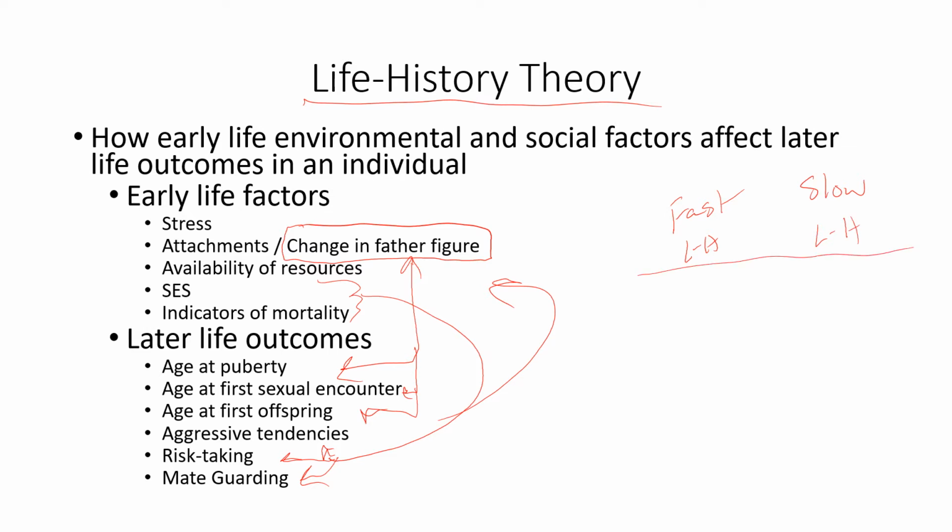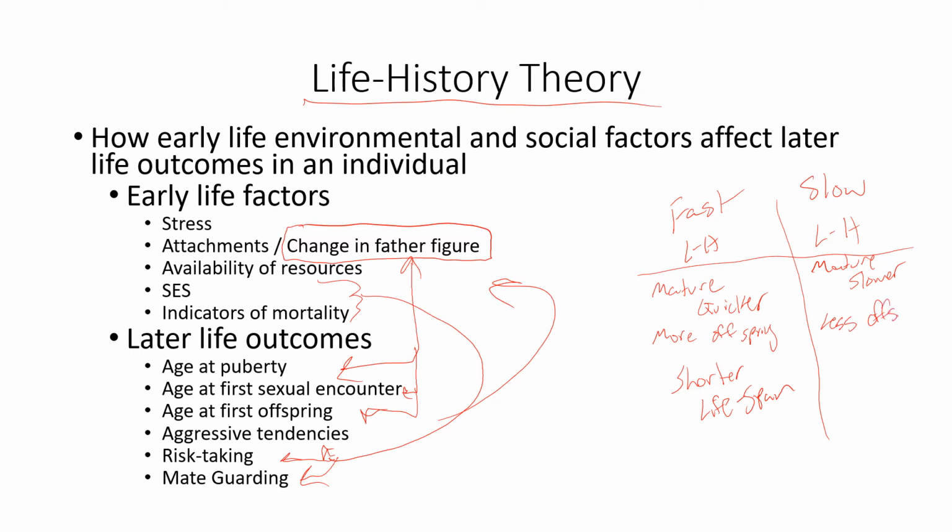Ones that have a fast life history mature quicker. They have more offspring. And they have a shorter lifespan. Slow life history is the opposite of that. They mature slower. They have less offspring. And they have a longer lifespan.